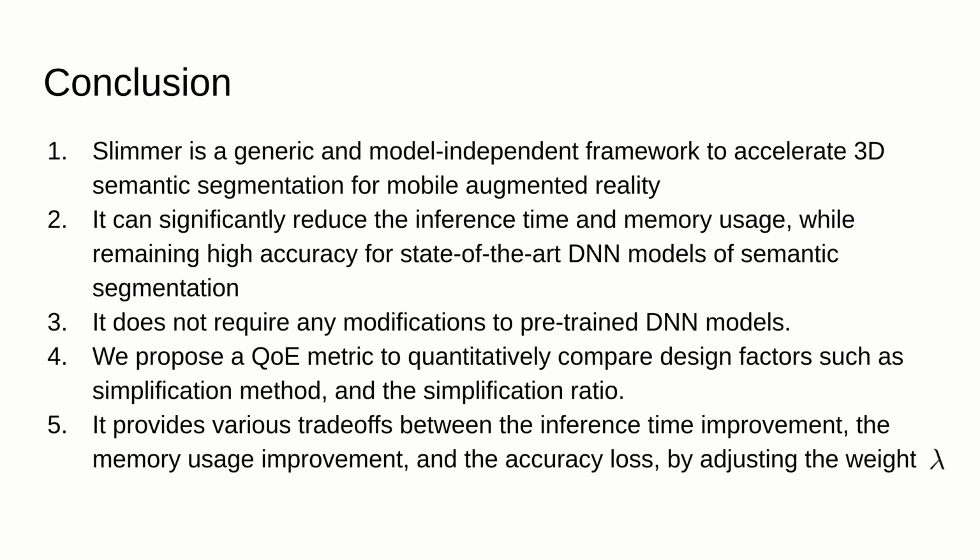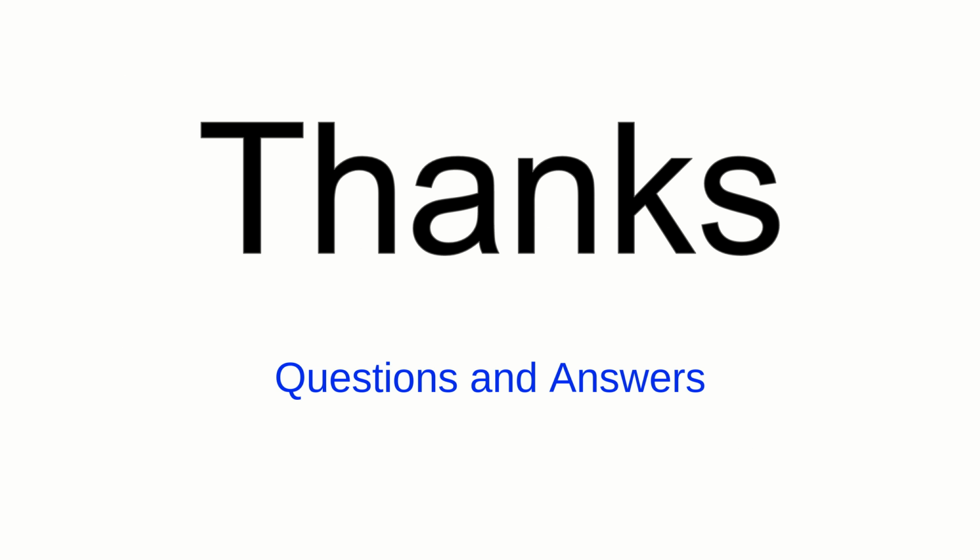The key advantage of Slimmer over the existing solutions is that it does not require any modifications to pre-trained DL models. In order to explore the design space, we propose a QE metric to quantitatively compare different combinations of the simplification method, the simplification ratio, and the configuration of KNN for segmenting the removed points. By adjusting the weight lambda, Slimmer provides various trade-offs between the inference time improvement, the memory usage improvement, and the accuracy loss. Thank you for listening.